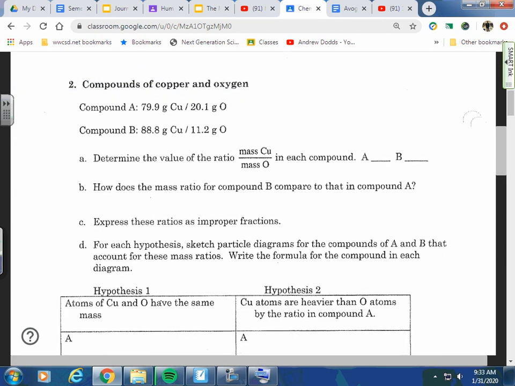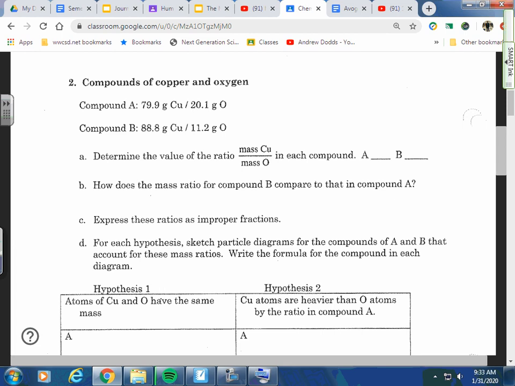All right, so on number 2, we did the same thing. 79.9 divided by 20.1 came out to be like 3.9 something. It was easier to just round that to 4. You guys can check these because we never went over these together as a class, so check your own. And for B, 88.8 divided by 11.2 was like 7.9 something, so we made that 8. So we see again for B, B is 2 times larger.